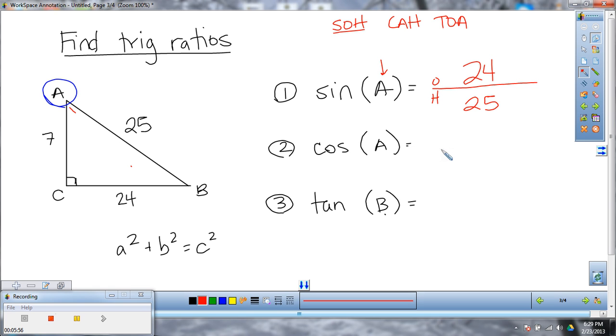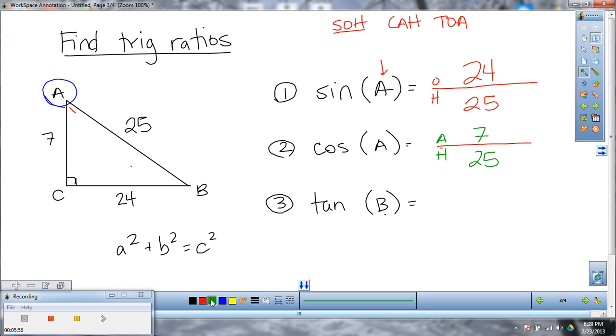So we want to do cosine, which now we know is adjacent over hypotenuse using our shortcut. Starting at A, adjacent is the touching side, so 7 over hypotenuse, which we've already found using our triple, 7 over 25, and we're done. There's our cosine ratio. And then finally, the tangent of B.